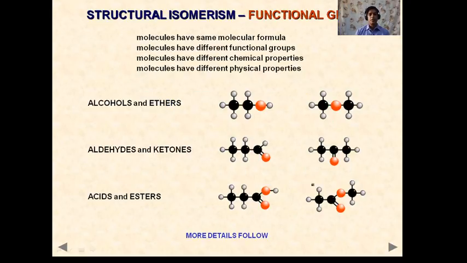Functional group isomerism, we can clearly understand the meaning of it. They have the same molecular formula, but a different functional group is there. Like alcohol and ether, which have the same molecular formula. We have also seen one example in the introduction of this topic. Because of these two different functional groups, alcohol and ether, they have sufficient difference in their chemical and physical properties.